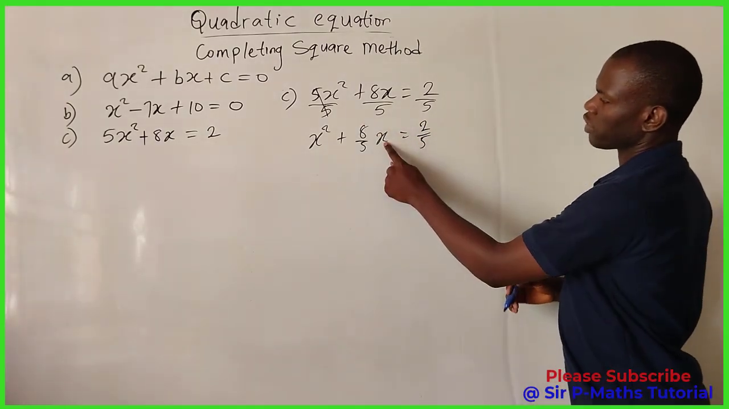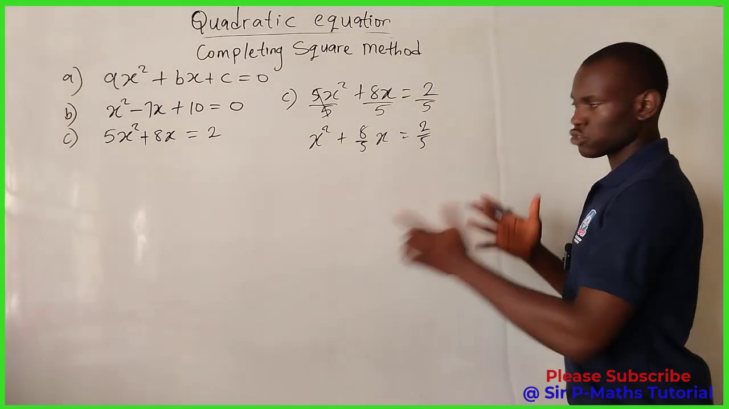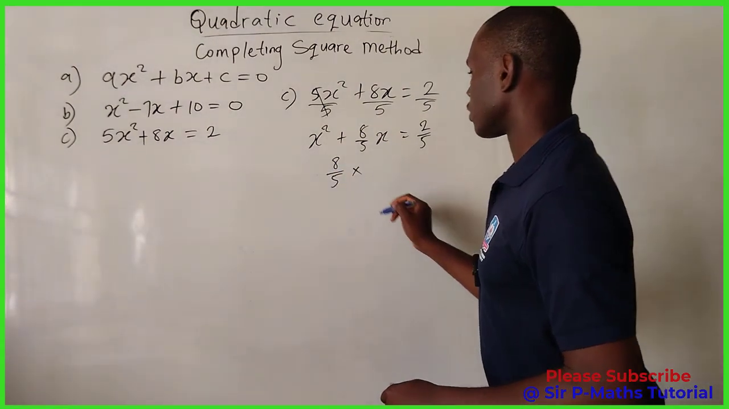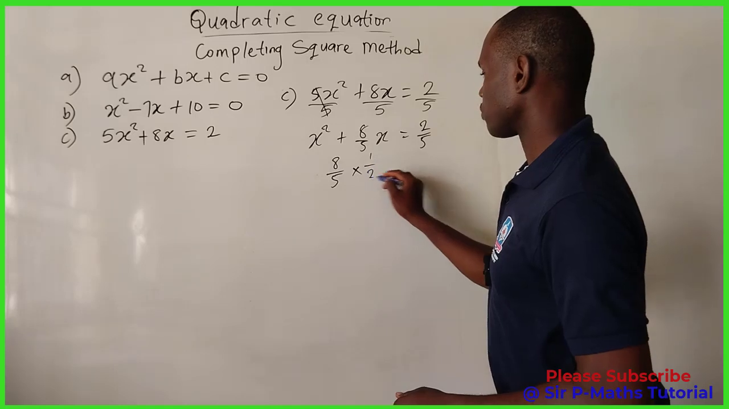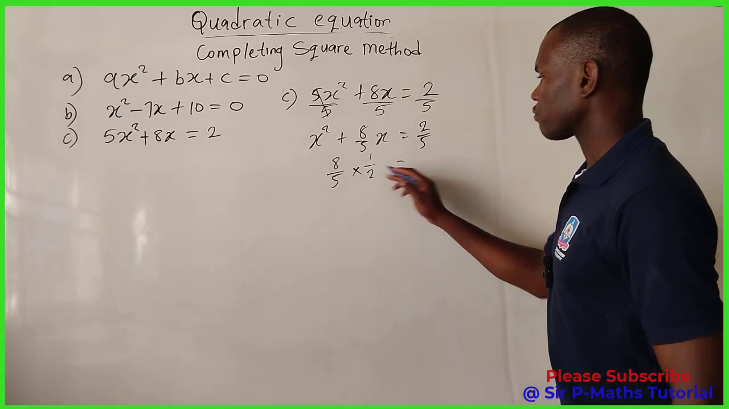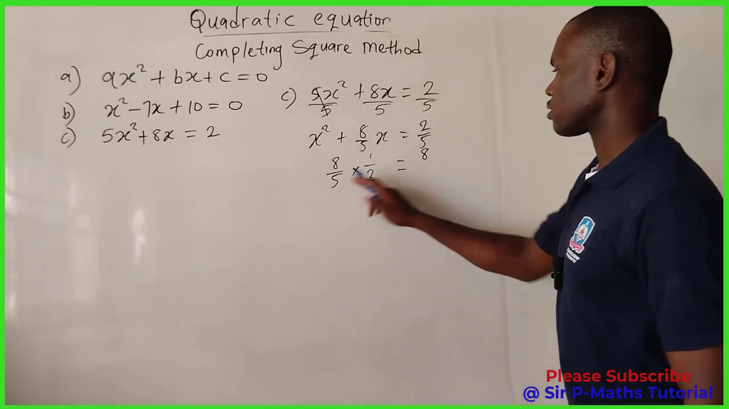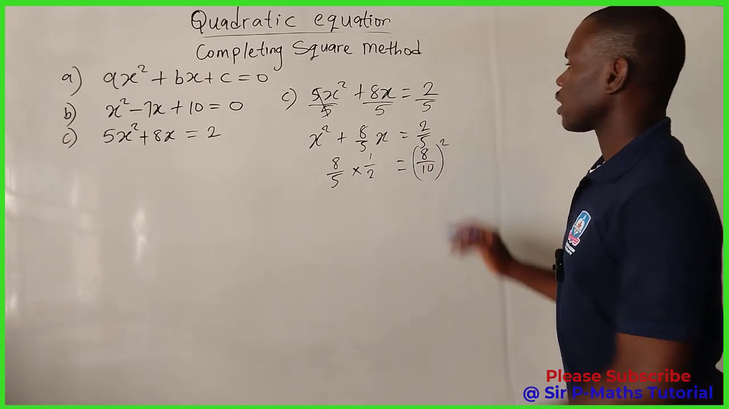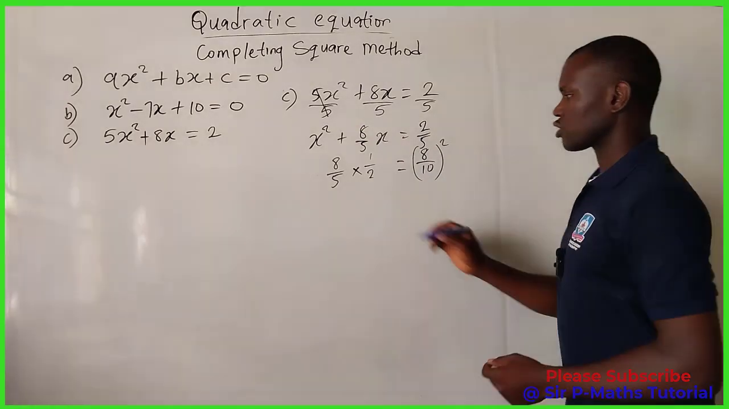Then bring out the coefficient of x. Find the half of it and square. The coefficient of x is 8 over 5. Then find the square of it. That's multiplying by half. We'll have 1 times 8 is 8, 5 times 2 is 10. Then square it. Add it to both sides of the equation.